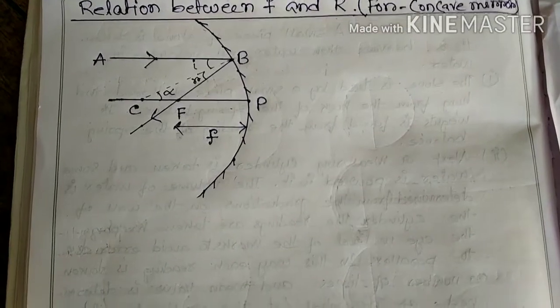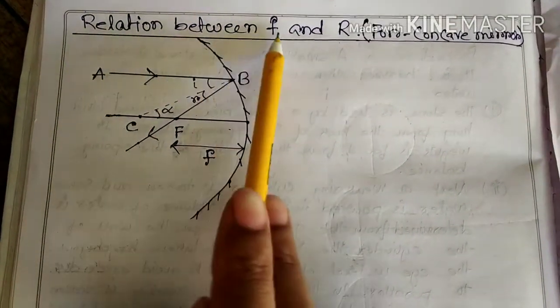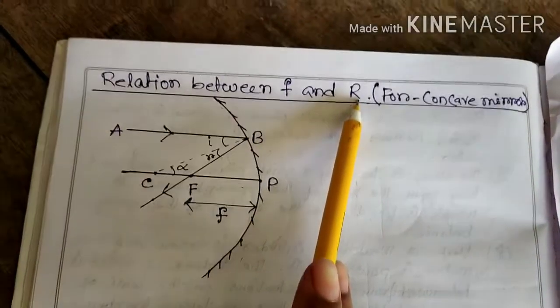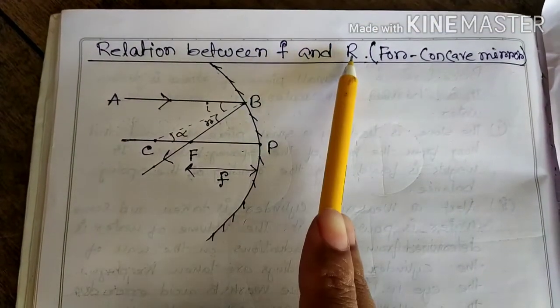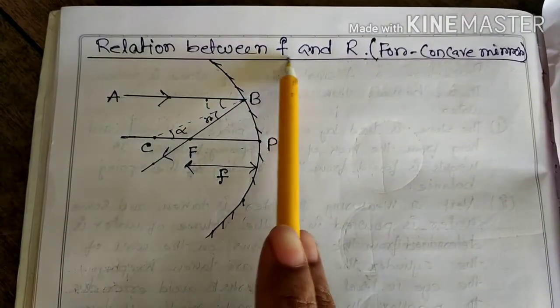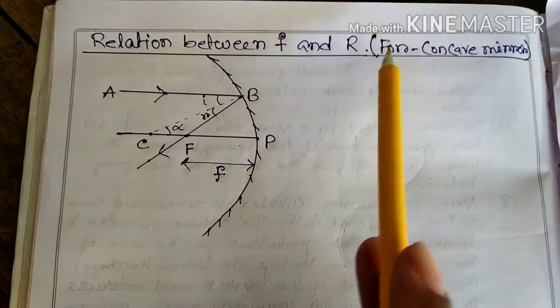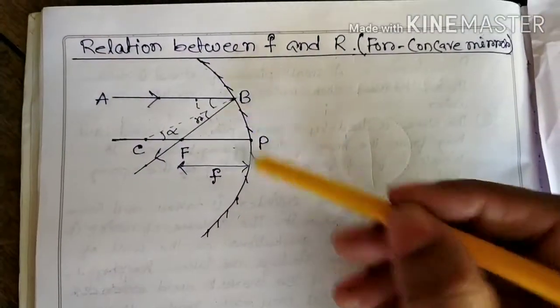Hello students, today I am going to explain the relation between F and R. F is focal length and R is radius of curvature. So, the relation between focal length and radius of curvature for a concave mirror. Let's see the diagram.